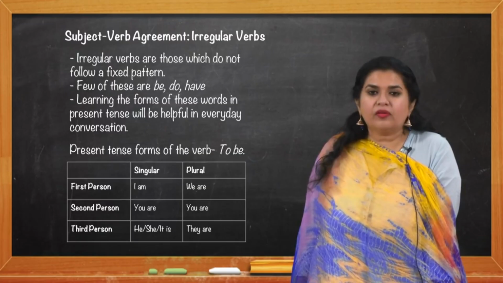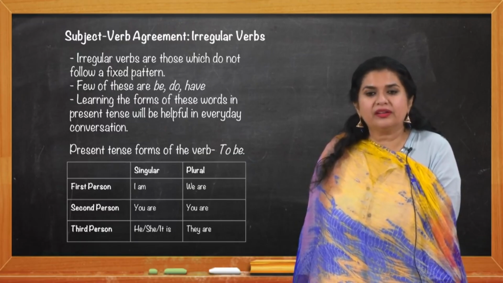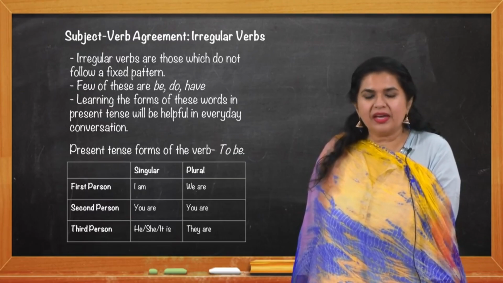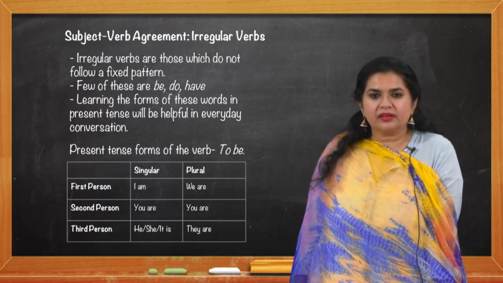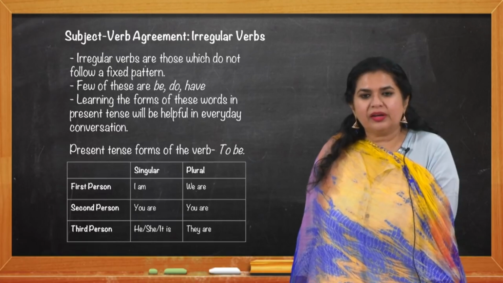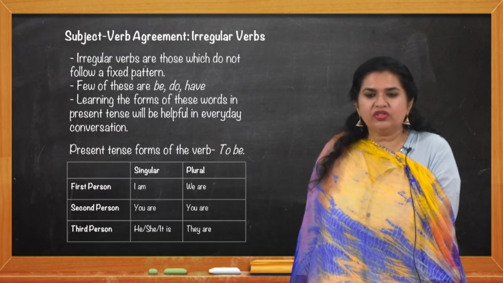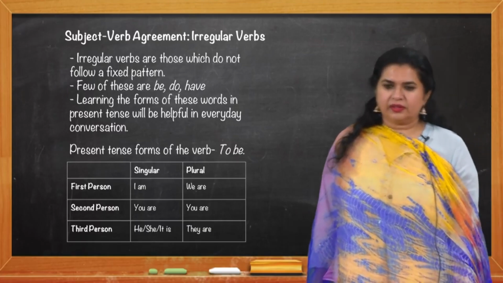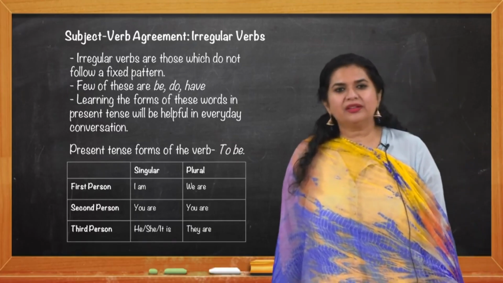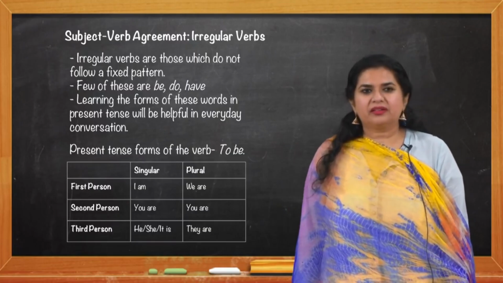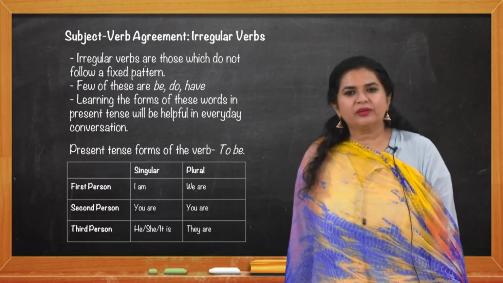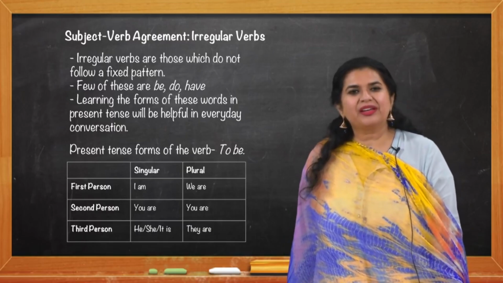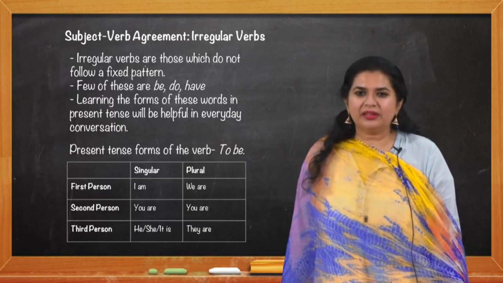Present tense form of the verb to be. Look at the chart here: first person, second person, third person. I am, plural we are. You are in second person. Third person: he, she, it is, and they are. No one is implying that you do not know the basic rules, but perhaps some of you have forgotten, therefore we are revising them. So, do not get disturbed about why we are doing something so basic.